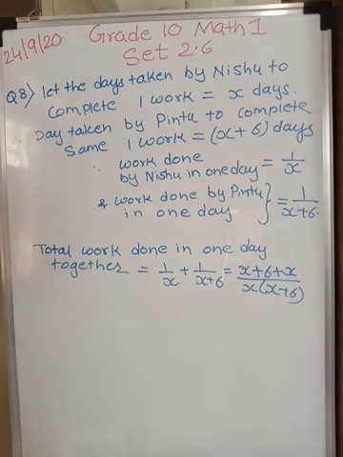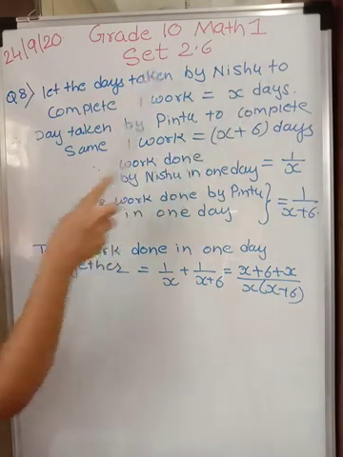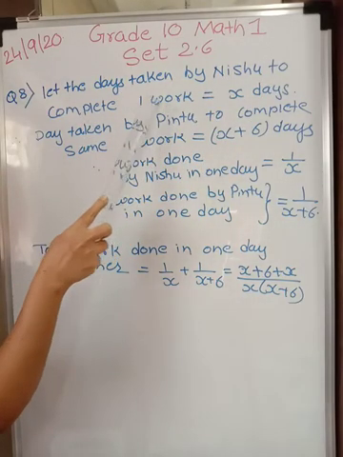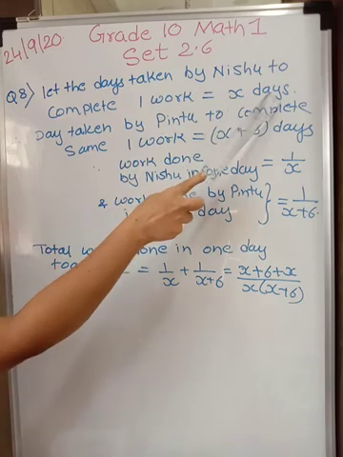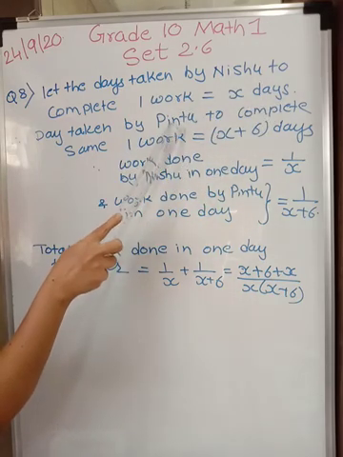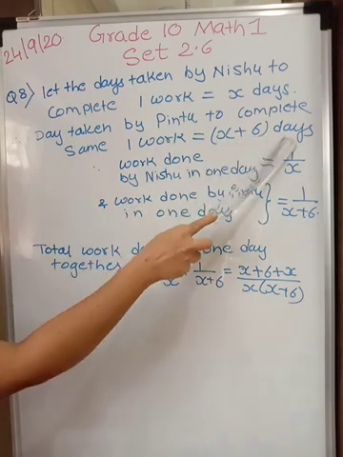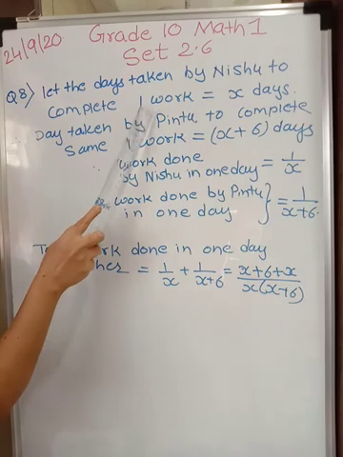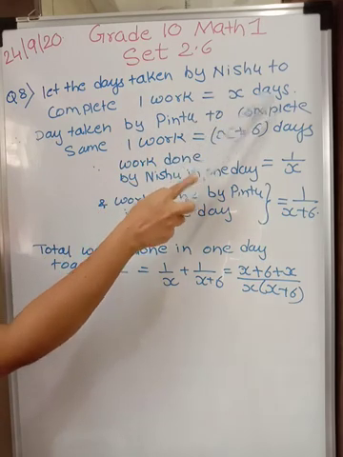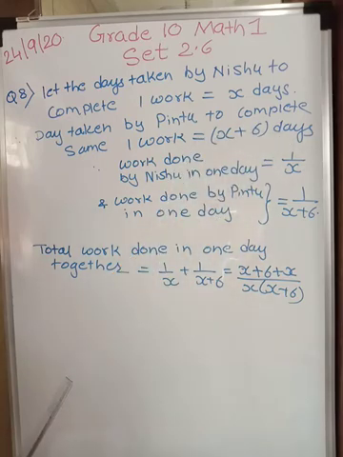So for example, if I say days taken by Nishu to complete one complete work is X days, then one work is completed by Pintu, he needs 6 more days, so it will be X plus 6 days. So to complete one work, Nishu takes X days and Pintu takes X plus 6 days. Up till here, is it clear?